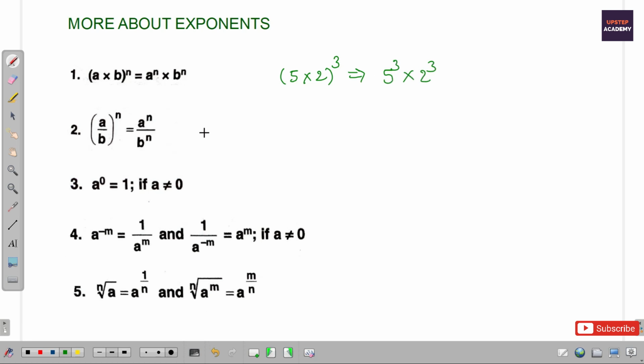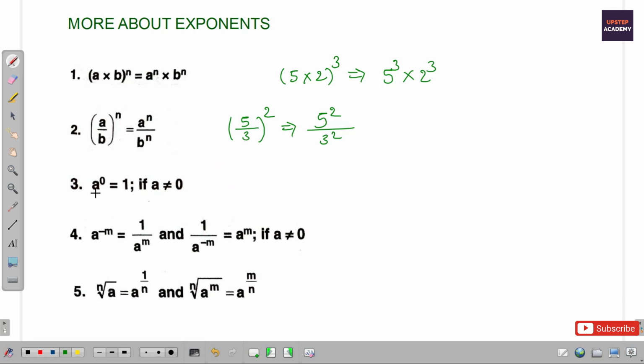Here is another note, a upon b raised to n. Suppose we take the example 5 upon 3 raised to 2, then we can write it as 5 raised to 2 upon 3 raised to 2. We have just separated the powers to the numerators as well as the denominators, right?